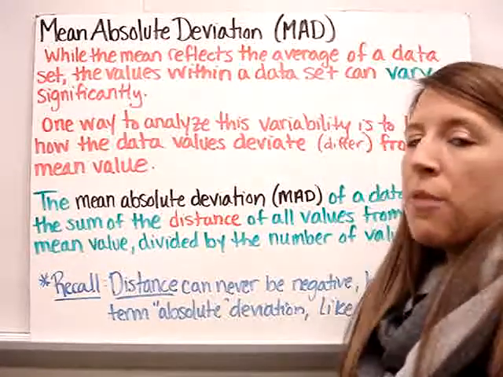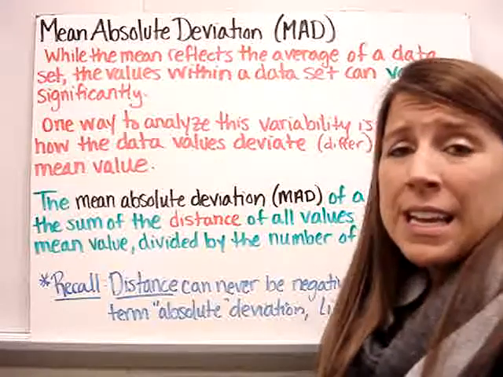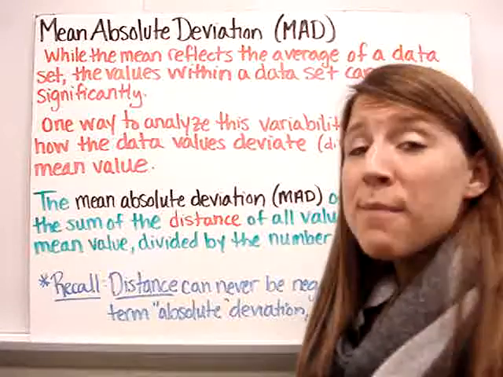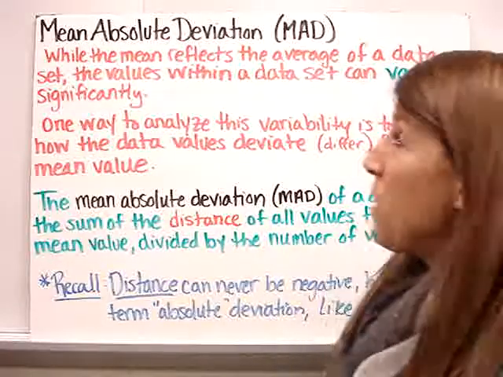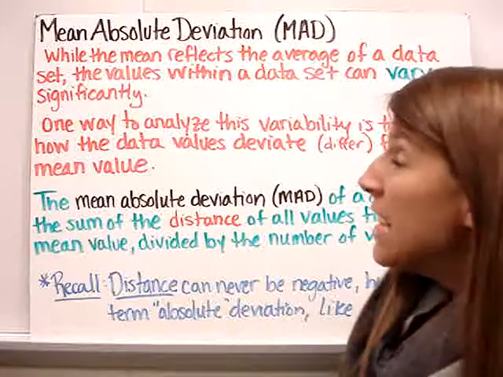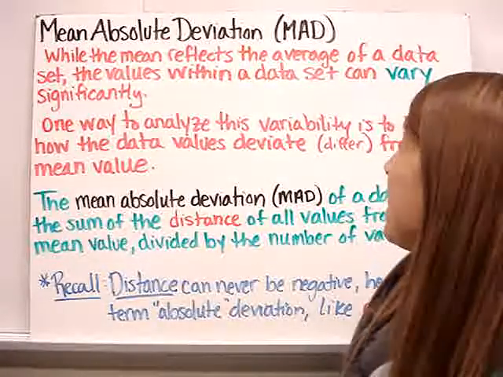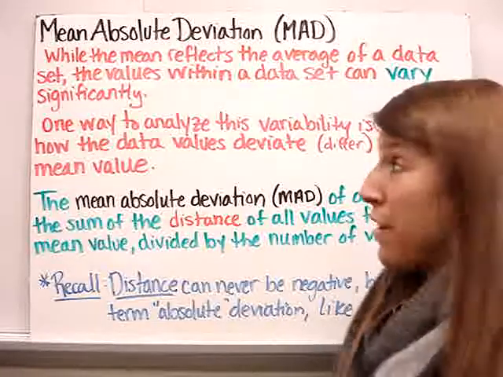In the midst of learning about the measure of center of the mean, it's fun and also really meaningful to talk about the mean absolute deviation, also known as MAD. While the mean reflects the average of a data set, the values within a data set can vary significantly.